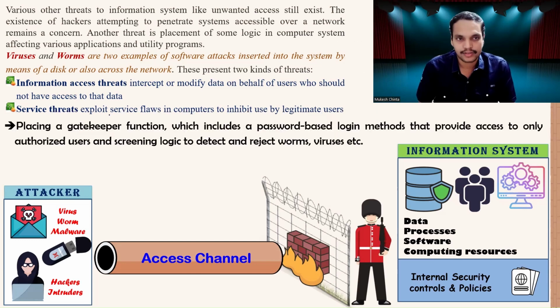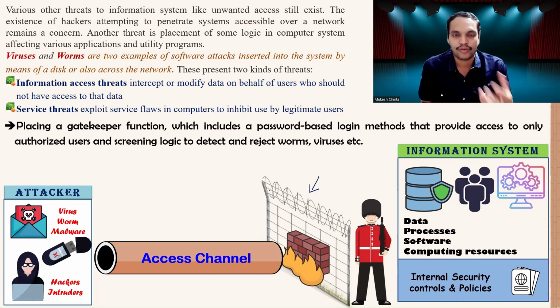For that, once again, these threats can be countered in two ways. The first one is placing a gatekeeper function, which includes password-based login methods that provide access to only authorized users, and also screening logic to detect and reject worms, viruses, etc. So you can keep a kind of firewall or gatekeeper function just before your information system. Anybody who is trying to access this information system has to go through this gatekeeper function first. What it does is try to authenticate each and every request made for accessing this particular information system.